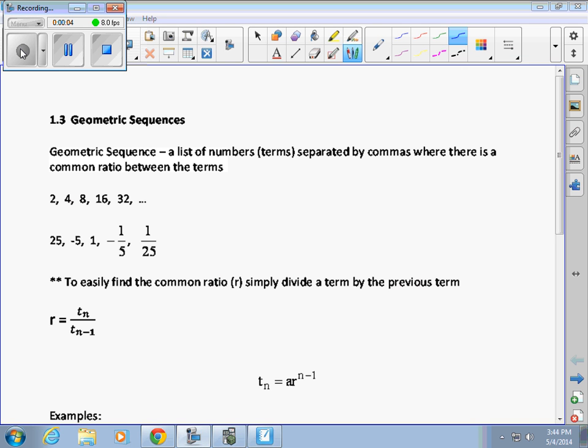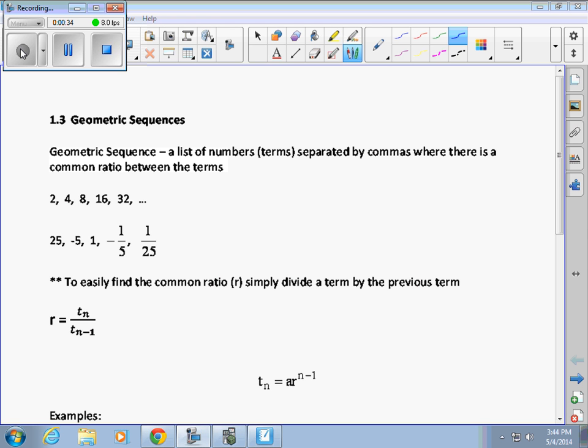Okay, 1.3 is on geometric sequences. So we've looked at arithmetic series, we've looked at arithmetic sequences, now we're looking at geometric sequences. So arithmetic meant that there was a common difference. You subtracted between two numbers, so term 2 minus term 1 or term 4 minus term 3, whatever it is. And when you had the same value for a difference, then you called it a common difference.